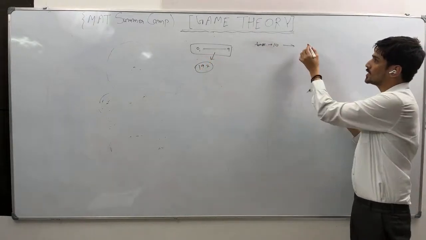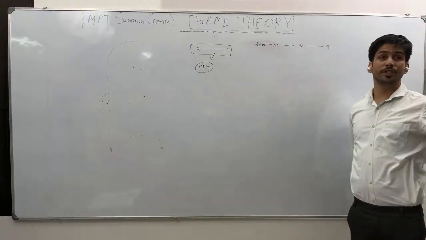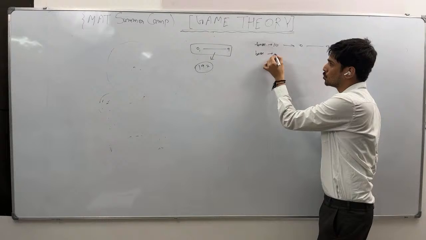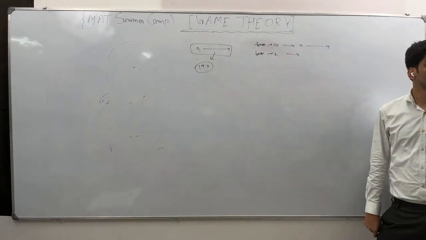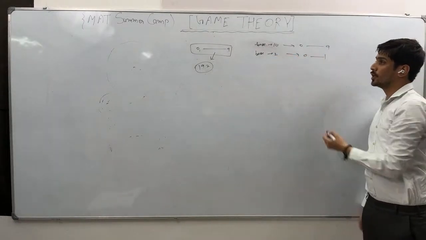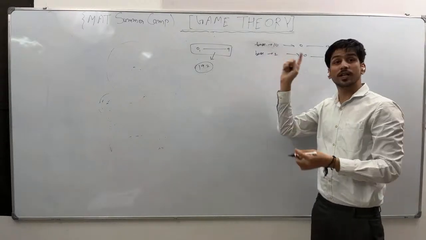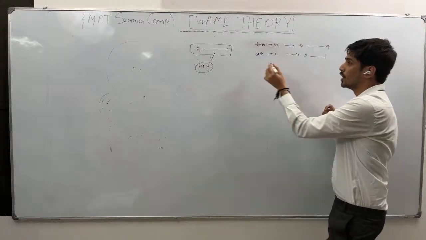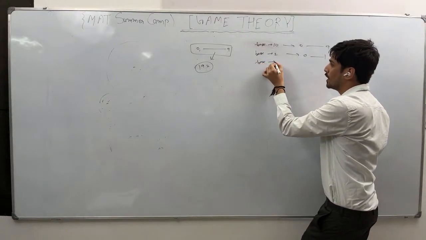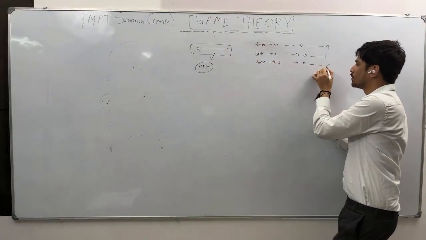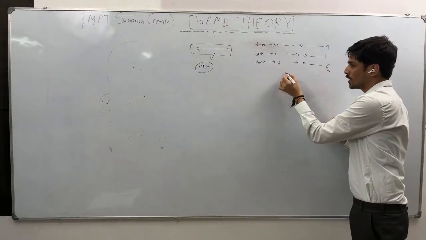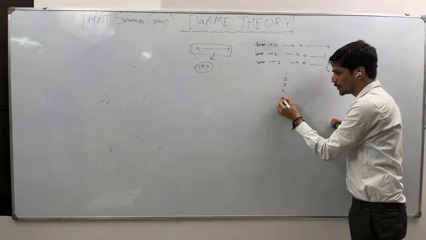So in base 10, what are the digits I have available with me? 0 to 9. Similarly, if I talk about base 2, what are the digits available? 0, 1 only. If base is n, then the digits available are 0 to n minus 1. Let's say I have base 7, then what are the digits available? 0 to 6. So I can write 1, 2, 3, 4, 5, 6.